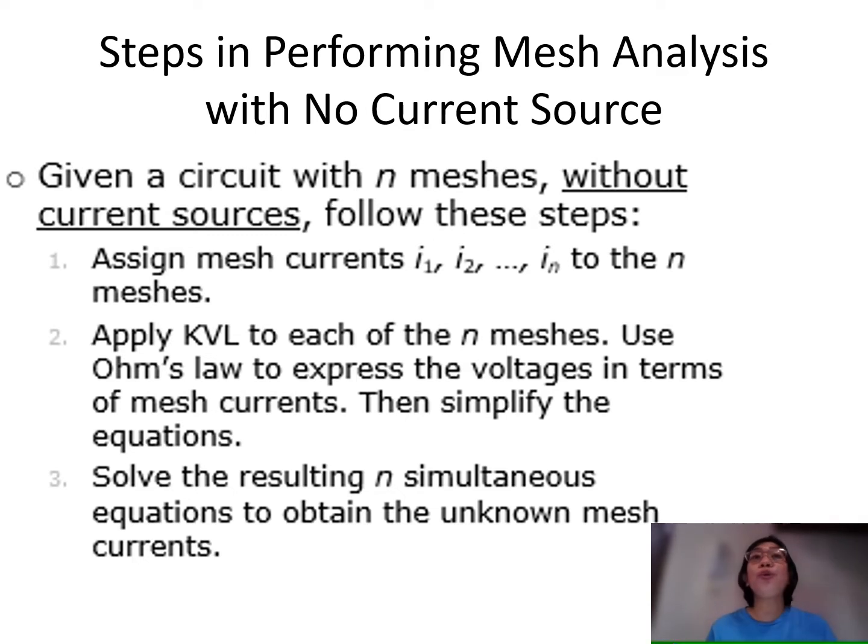So we're going to use Ohm's law to express the voltages in terms of your mesh currents. Then simplify the equations. So we have to solve the resulting n simultaneous equations to obtain the unknown mesh currents. Later I will be explaining how we are going to write the equations. The trick is in the equations that we're going to write, but once you're familiar with how to write mesh equations, this approach is very, very easy.